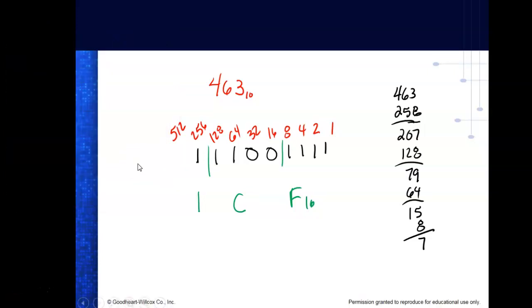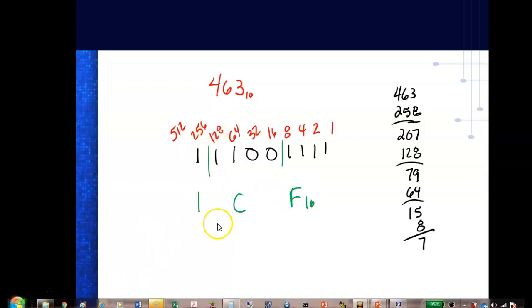Now, I'm going to come up here and erase. So that's the same number in hex. This is the number in binary. All these are equal to each other.